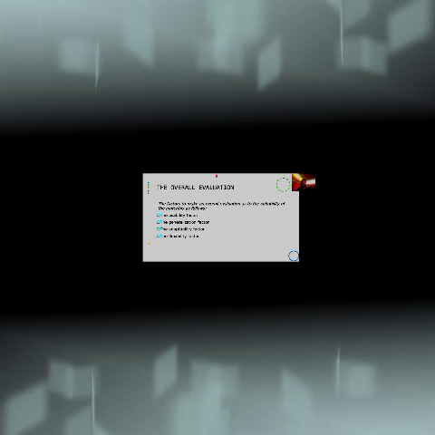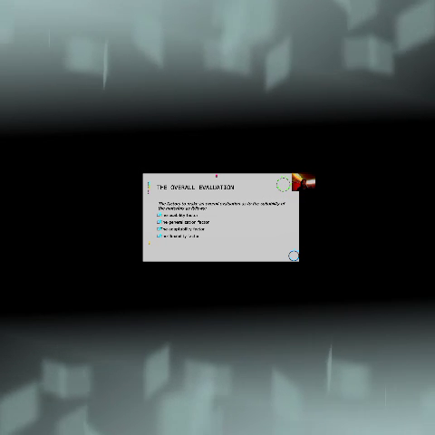The factors to make an overall evaluation as to the suitability of the materials are the following. We have four factors: the usability factor, the generalization factor, the adaptability factor, and the last one is the flexibility factor.